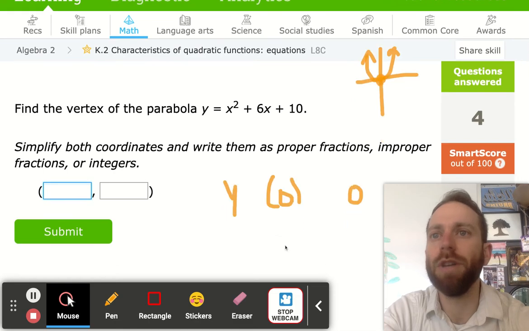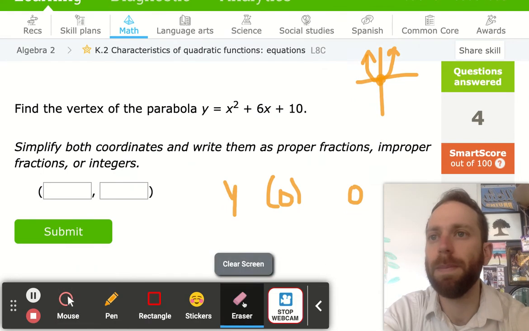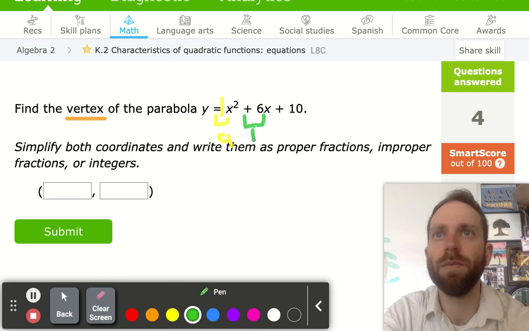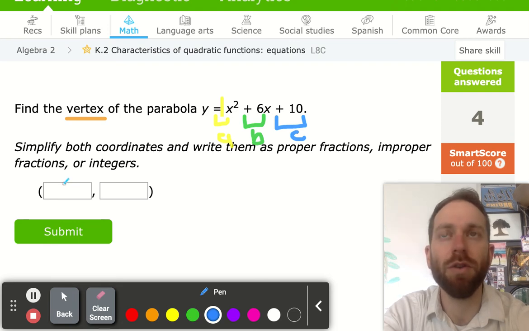Let's find the vertex one more time. Make sure we understand how to do it. When we're finding the vertex, we're going to find the x first and then plug that in for the y. So let's find our a value, our b value, and we don't need our c value, but it's good to know that that is our c value. So let's go ahead and find the x value. Pause the video here and try and do it on your own.